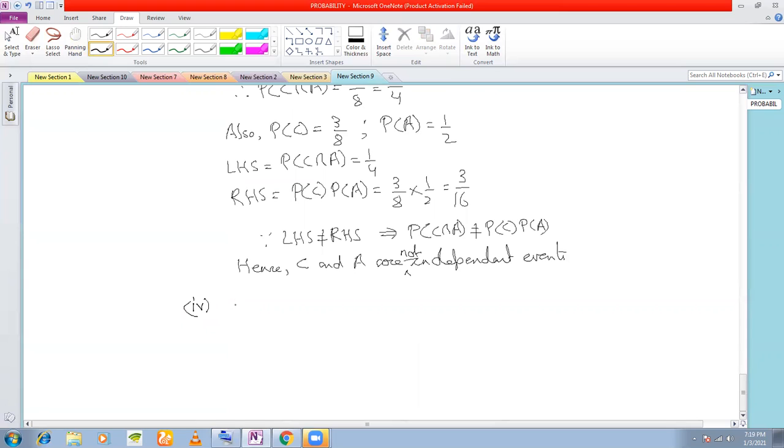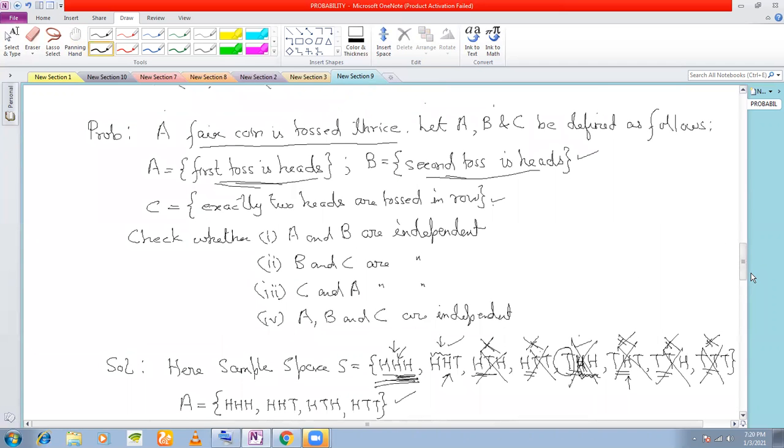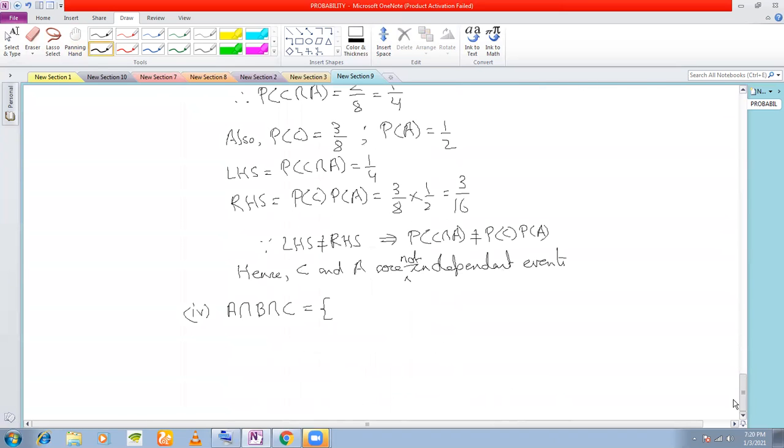So first of all, what you do is we find out what event this is, A intersection B intersection C. If you see, A is defined as the event first toss is heads. B is second toss is heads. And C is exactly two heads are tossed in a row. So three conditions are there. First toss is heads.